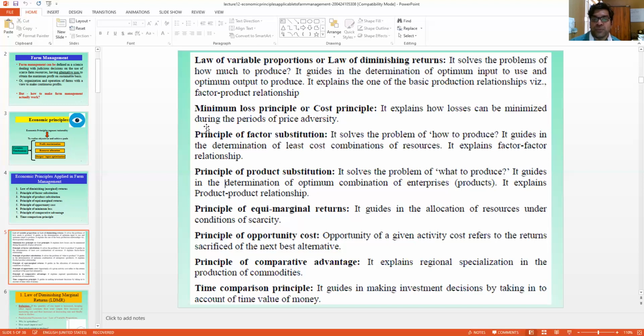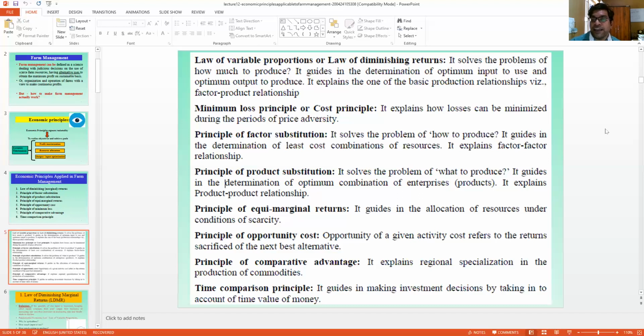Second, the principle of factor substitution. If the farm management decision is how to produce, the farmer's question is how to produce. Our suggestion is that you have to produce in such a way that your production cost is minimum. The production cost per unit should be minimum, right? So that is the correct way of producing output. The per unit output cost should be minimum. So the principle of factor substitution answers the question of how to produce.